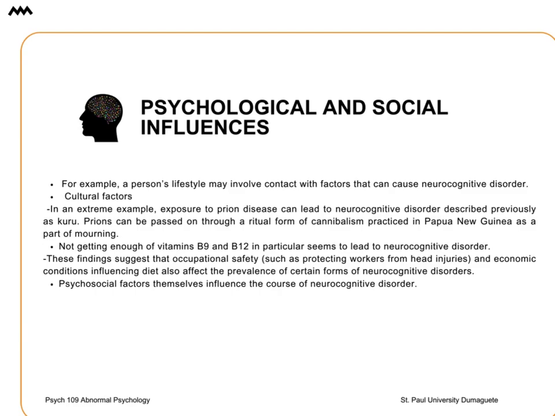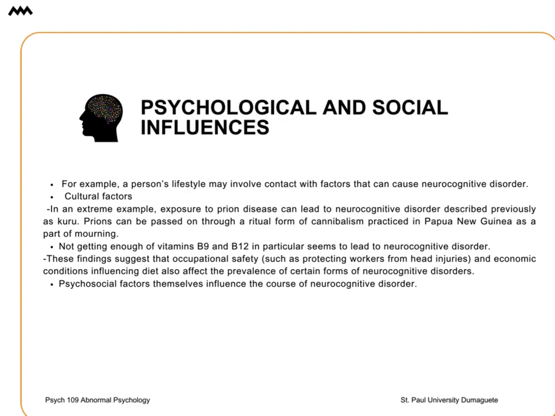For example, a person's lifestyle may involve contact with factors that can cause neurocognitive disorder. Although few would claim that psychosocial influences directly cause the type of brain deterioration seen in people with neurocognitive disorder, they may help determine onset and course. You saw, for instance, that substance abuse can lead to neurocognitive disorder, and as we discussed previously, whether a person abuses drugs is determined by the combination of biological and psychosocial factors.